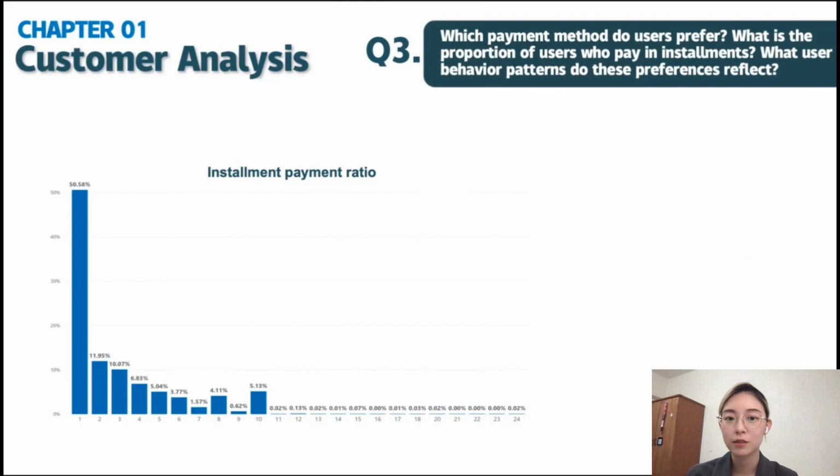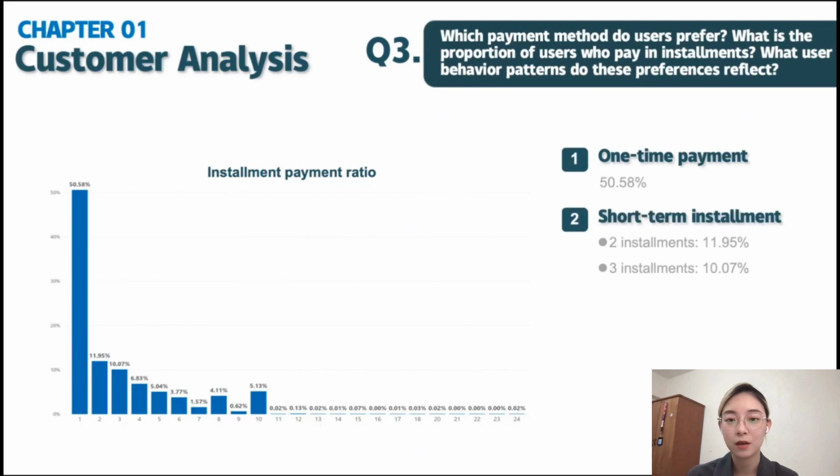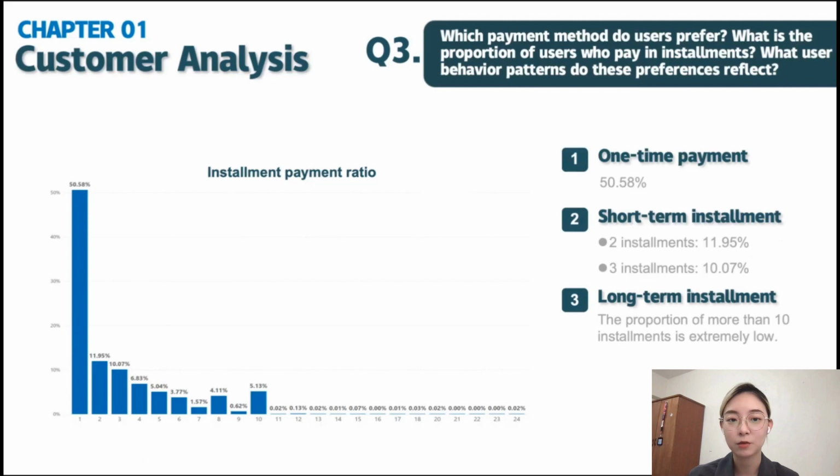This graph shows the use of installment payments. One-time payment is the most common at 50%. 2 and 3 installments make up 12% and 10% respectively. We can conclude that the more installments, the lower the use. With very few using more than 10 installments, most users like to pay in full. While some use 2 or 3 installments, users prefer short-term installments over long-term installments.